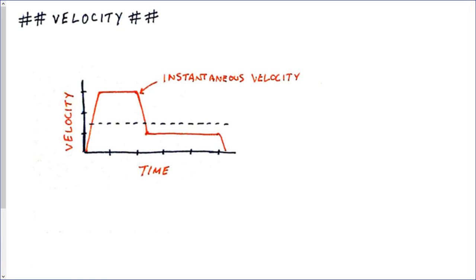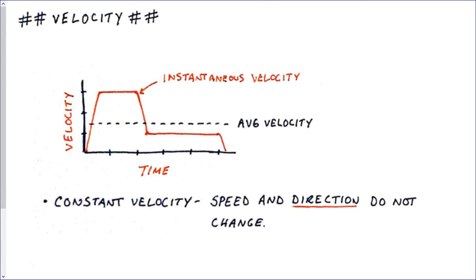But there's always some velocity which will allow you to make the same trip in the same time without speeding up or slowing down. And this is equal to your average velocity. When speed and direction don't change, we can say that velocity is constant. And your average velocity is equivalent to the constant velocity needed to make the same trip.